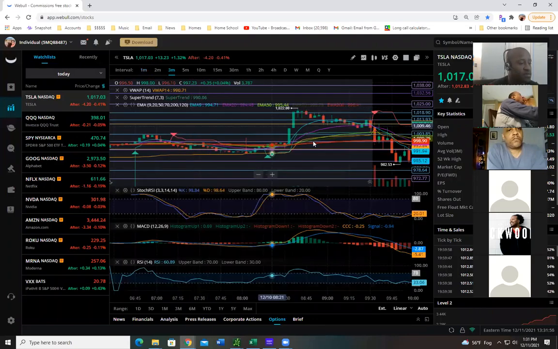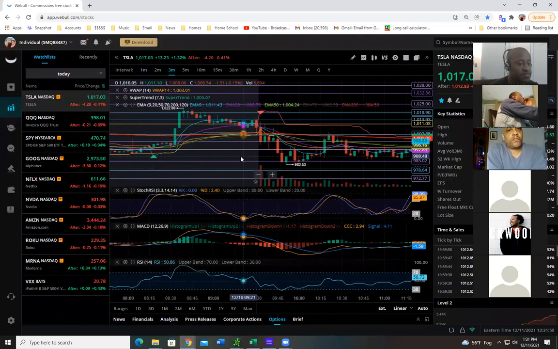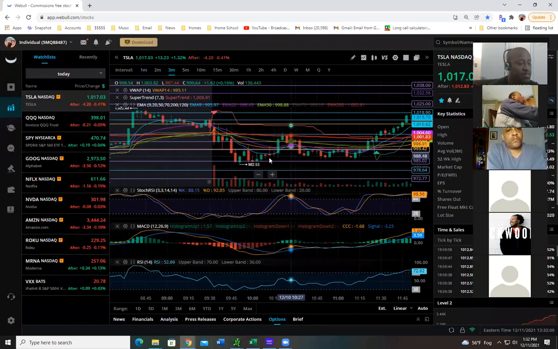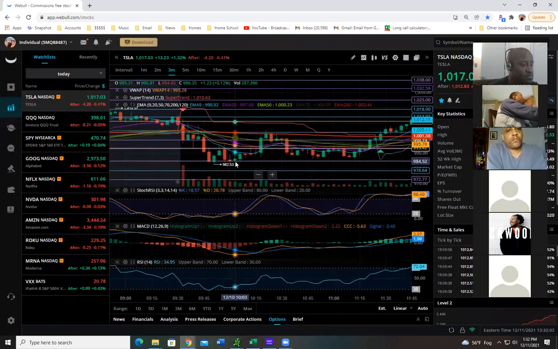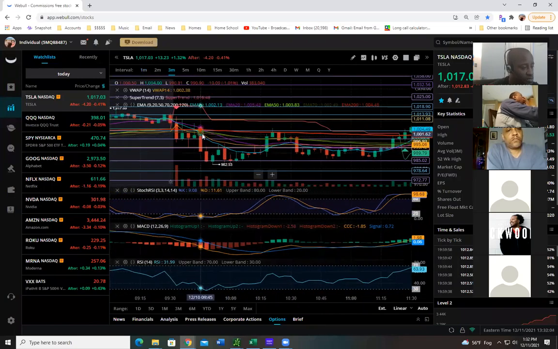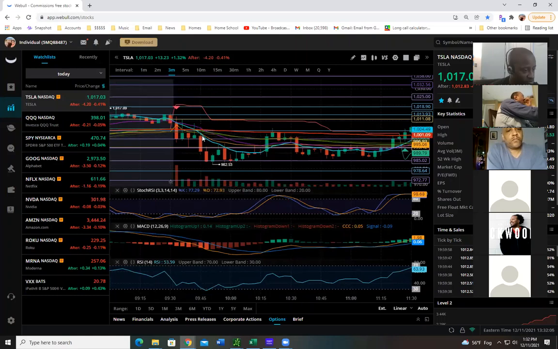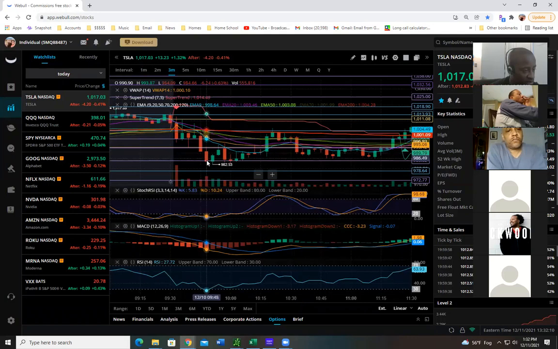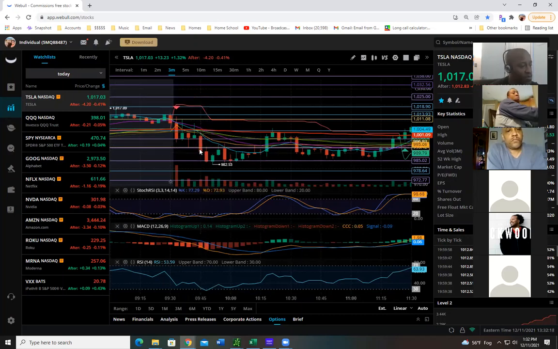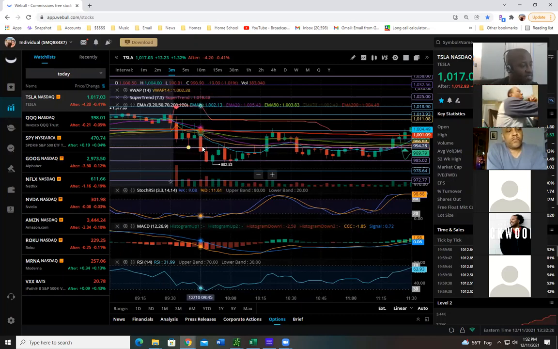Back to the 3 though, because I really want y'all to use the 3. So here we got our cross on the 3, perfect cross below VWAP. You could have rolled this all the way down and got out. Now another thing with these, when you get a nice long candle like this on a 3, get out. Get out.